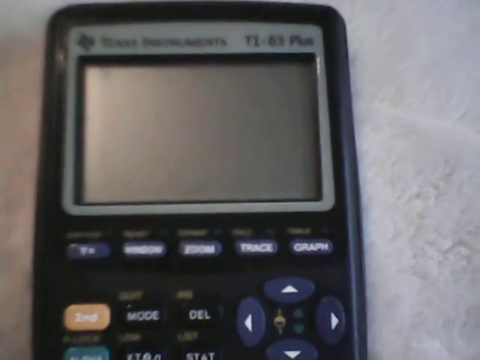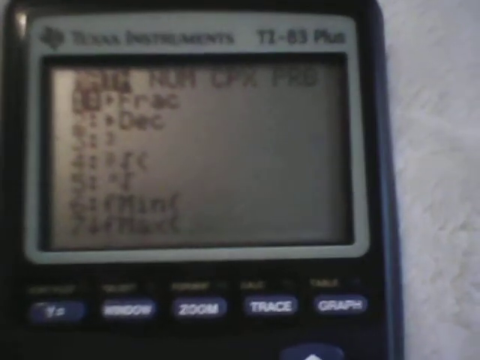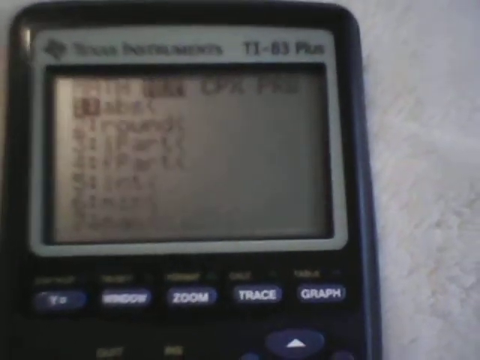Other things you're going to use: absolute value. Something that a lot of people can struggle with. But we can do that on the graphing calculator. We're going to come here to math. And as you can see, there's math, num, CPX, and PRB again. And we're going to scroll over to num. The first thing says ABS, which stands for absolute value. We're going to hit enter.